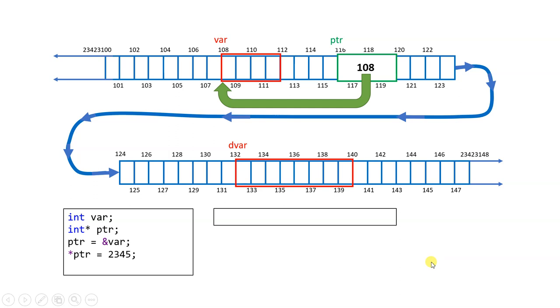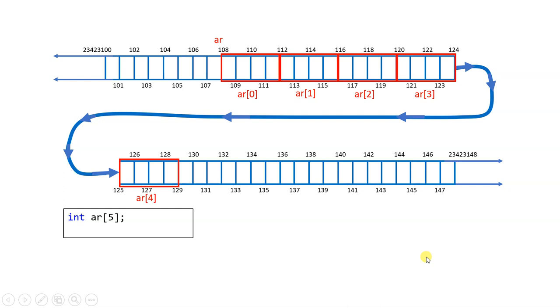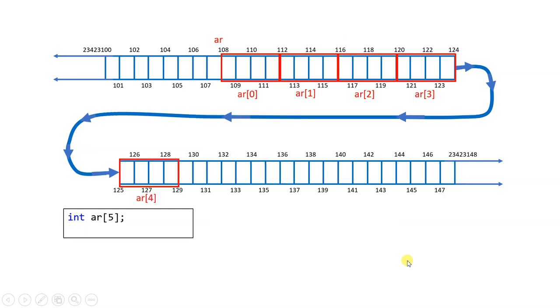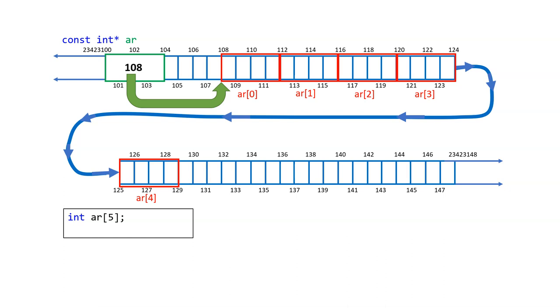When you create a double, you do this. Am I doing the same thing? Okay, but when you create an array, you're actually creating 5 things in memory. So this is what the array looks like. And when you put AR, it's actually like this. So when you write an array AR5, you actually have one pointer pointing to the beginning of 5 integers.